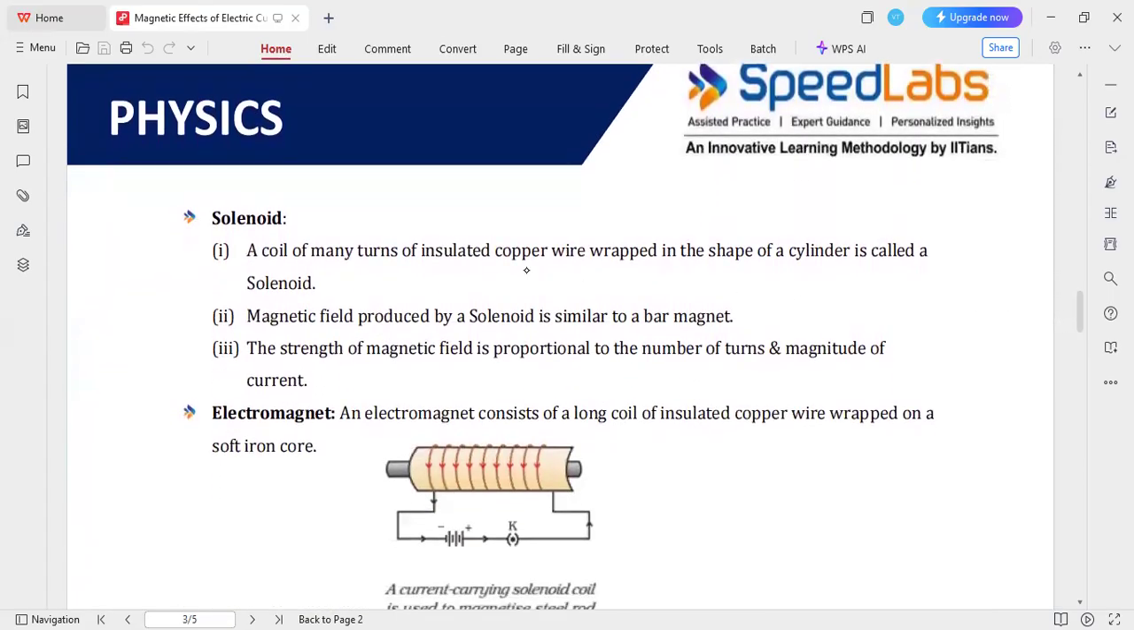Here you see what a solenoid is. I told you a coil of many turns of insulated copper wire wrapped in the shape of a cylinder is called a solenoid. The magnetic field produced by a solenoid is similar to the bar magnet that I have shown you also, children. The strength of magnetic field is proportional to the number of turns and the magnitude of current. What happens, children, if you put a soft iron core? It behaves as an electromagnet. What is an electromagnet? An electromagnet consists of a long coil of insulated copper wire wrapped on a soft iron core. So this is a diagram of an electromagnet.